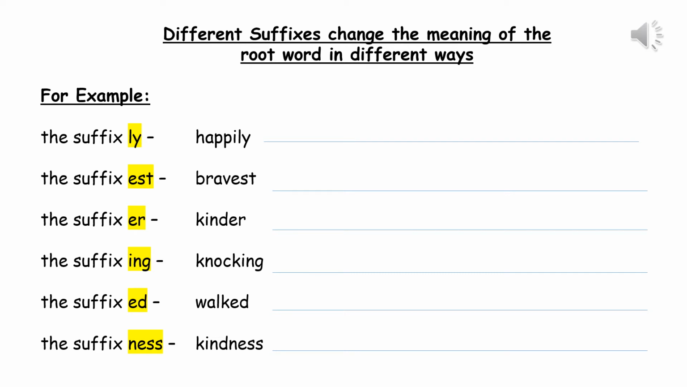So what I'd like you to do for this activity is not only write down these notes, but find and write down some examples for each of these suffixes. And if you think of any other, then by all means, jot them down.